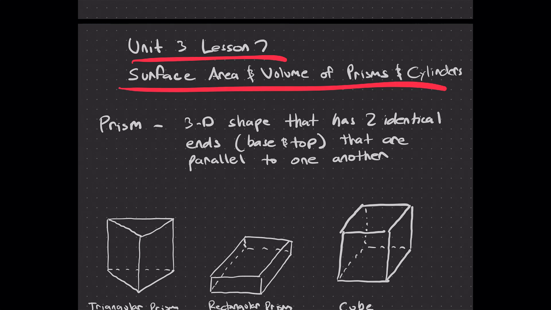Okay everyone, Mr. Voikin here, and we're going to take a look at Unit 3, Lesson 7, calculating the surface area and volume of prisms and cylinders. So, first of all, what is a prism? Well, it is a three-dimensional shape that has two identical ends that we call the base and the top, and they are also parallel to each other.